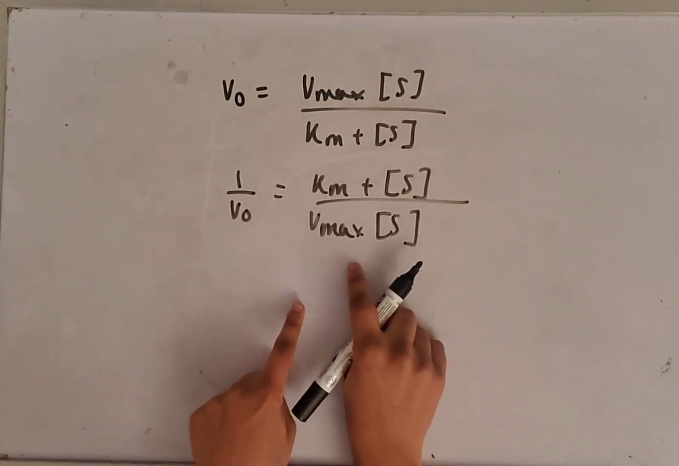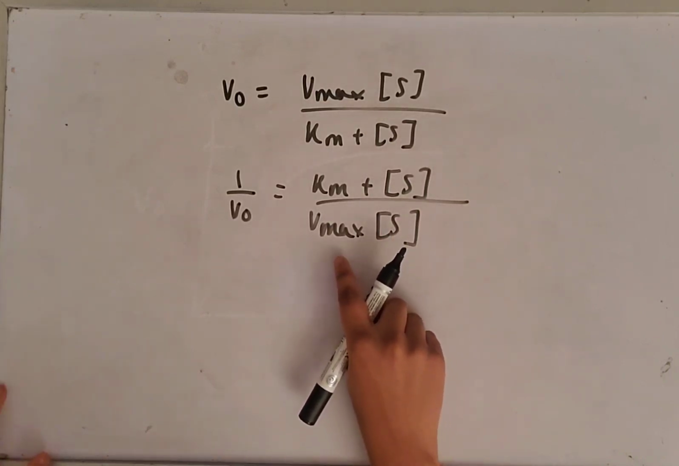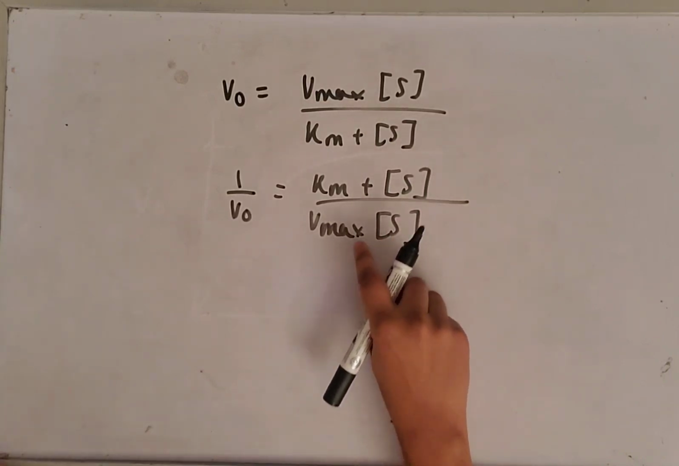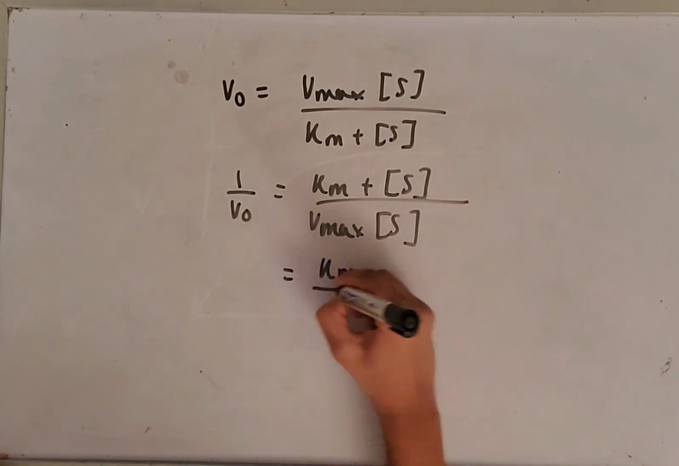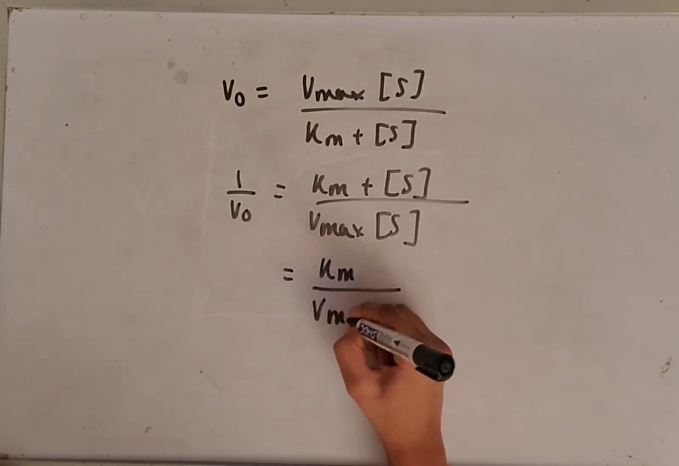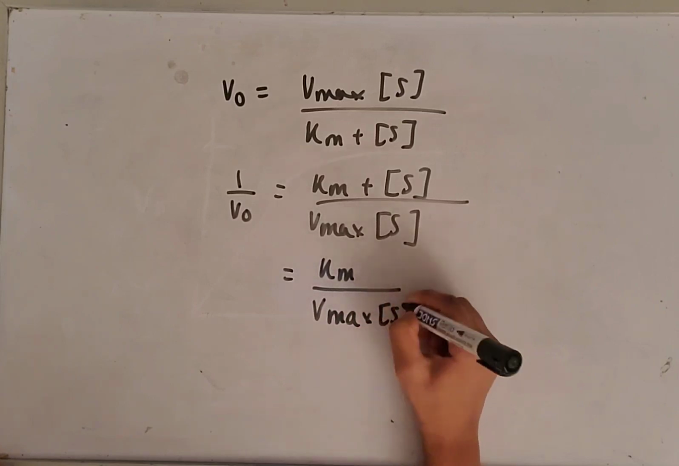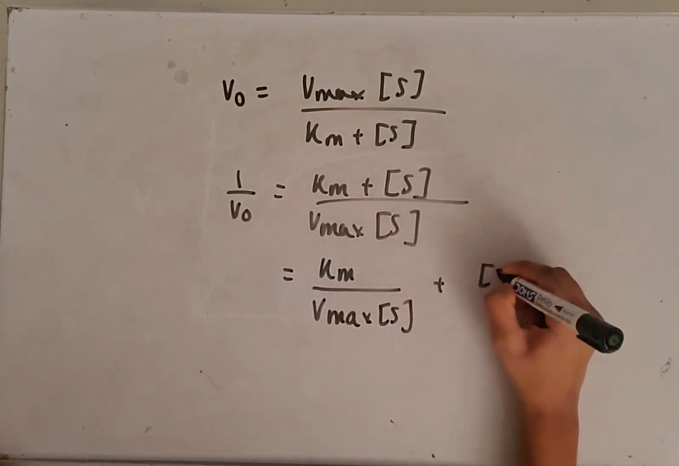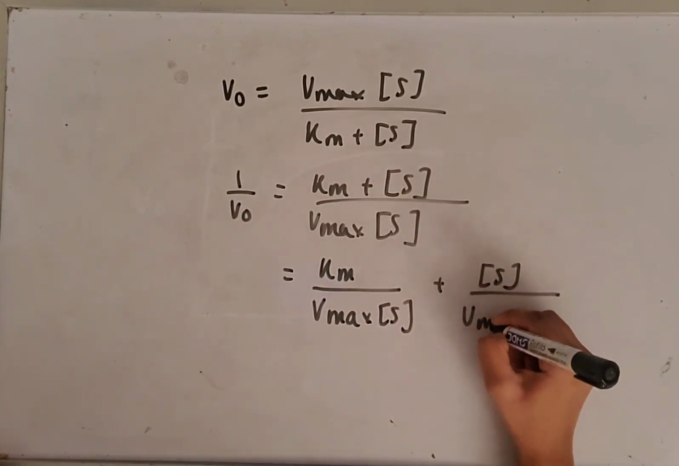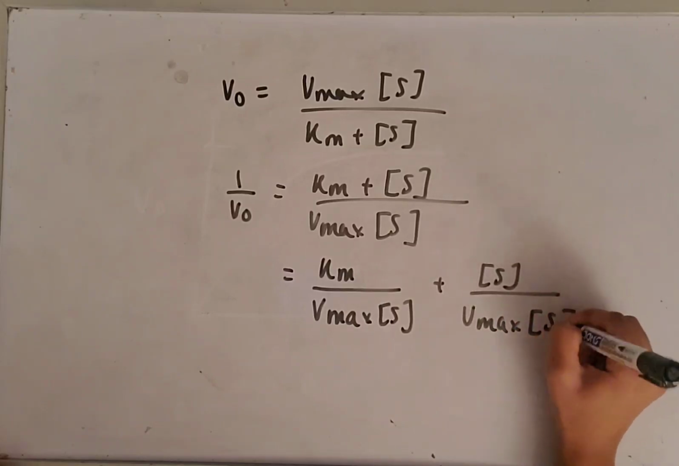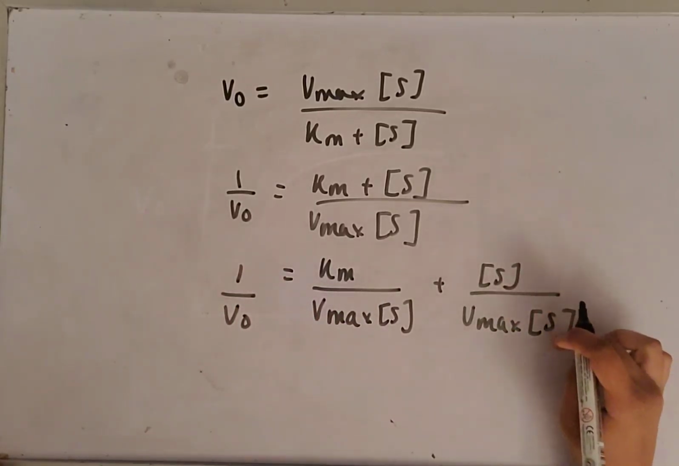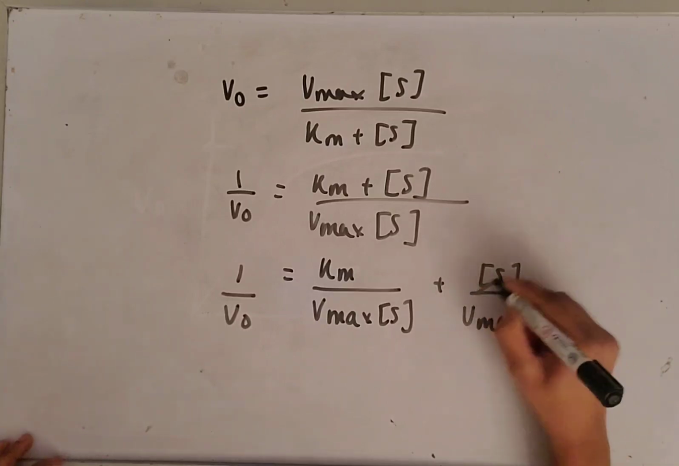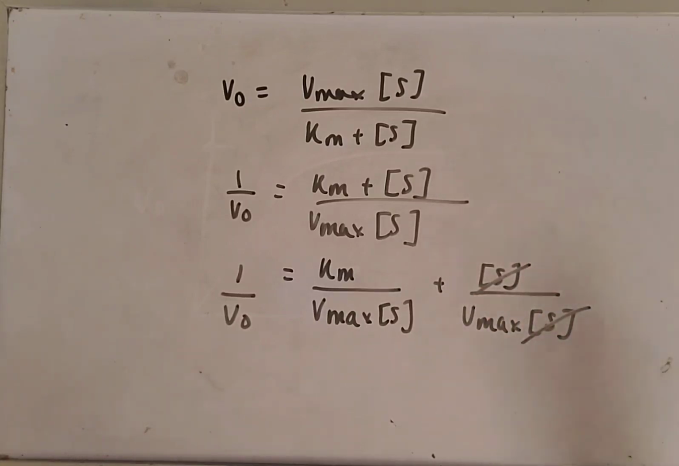Now what we can do here is we can divide both these by Vmax, essentially writing it out in a different form. But mathematically it's the same thing. Now if you notice, you can cancel out the substrate concentration on both sides, so that gets you to 1 over Vmax here.